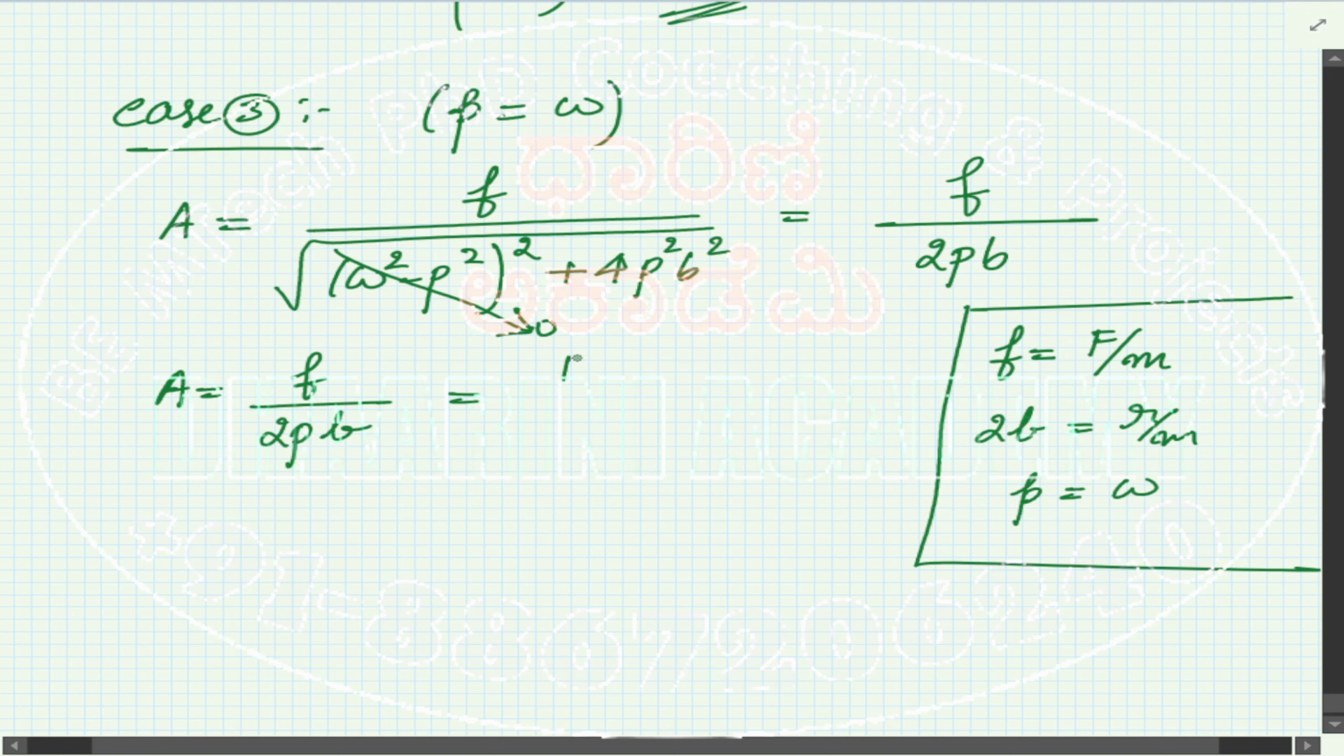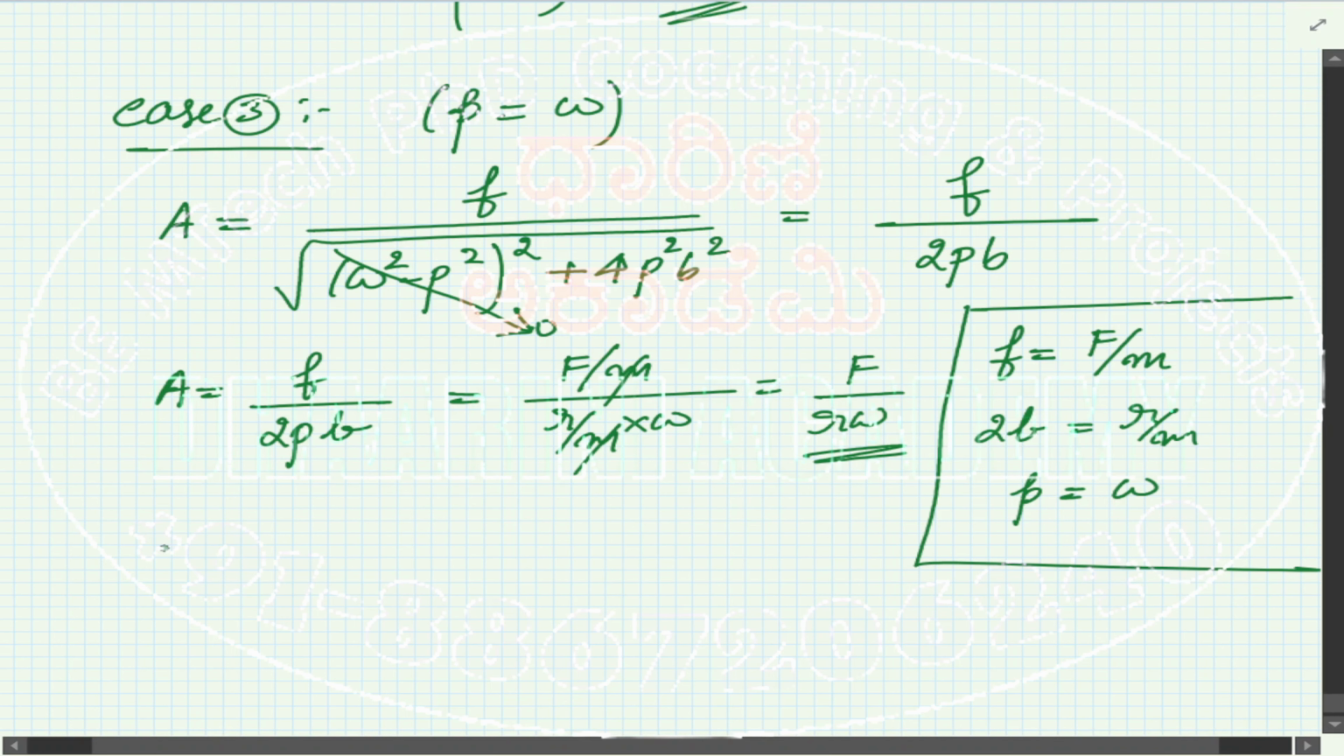So this is f divided by m divided by 2b, and 2b is nothing but r by m, into p, sorry, p can be written as omega. So I can see that m cancels. Therefore a is also equal to capital F divided by r into omega. Okay, so we can write in this fashion as well.